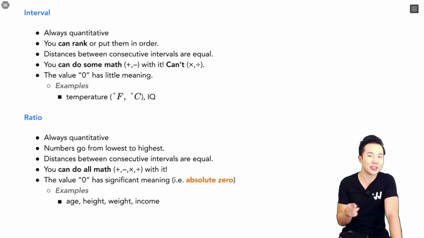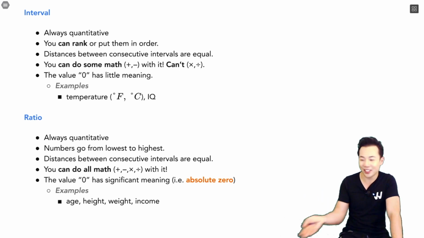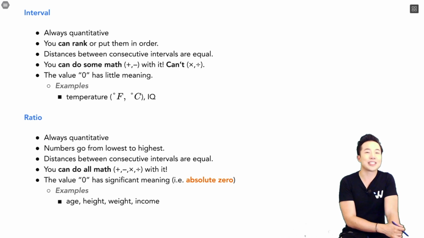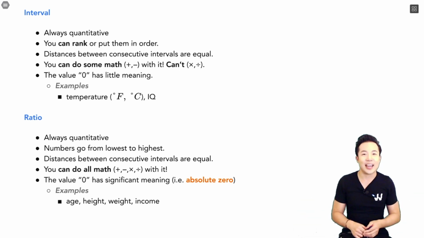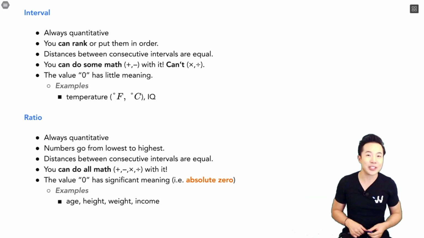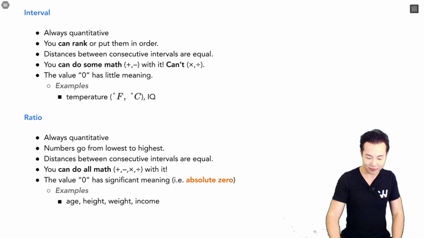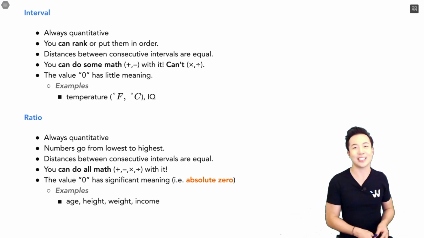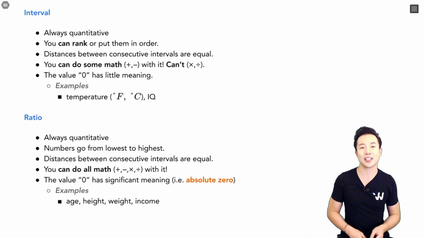For example, if you are 0 years old, you're not born yet. If your height is 0, you have no height, you don't exist, or you're flat. If your weight is 0, again, you don't exist. And if your income is 0, that means you're poor, or you have no money. You know what's worse than 0 income? Negative income, big debt, right? Student loans. So 0 does have meaning, or at least more meaning for a ratio than it does for intervals.